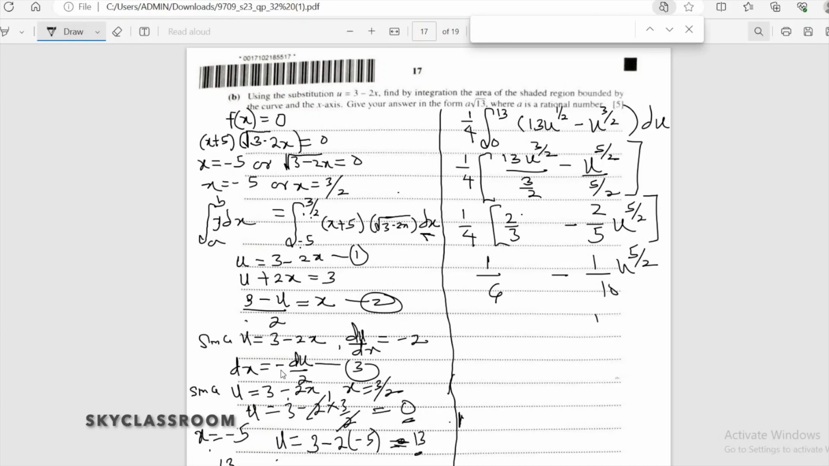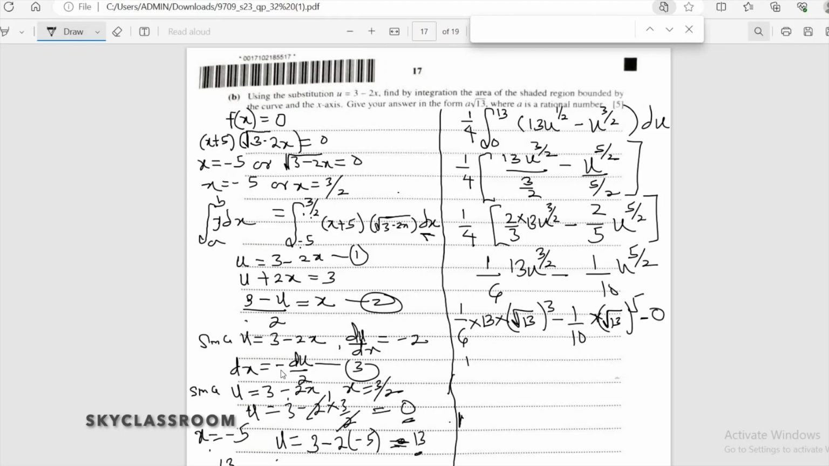So this is 2 over 3 times 13 u raised to power 3 over 2. When you open the bracket, we have 1 over 6, 13 u 3 over 2 minus 1 over 10. Yeah, fine. Now let's do our substitution. When u is 13, so we have root 13 cubed minus 1 over 10. It's going to give us root 13 raised to power 5 minus when u is 0. When u is 0, everything will give us 0.